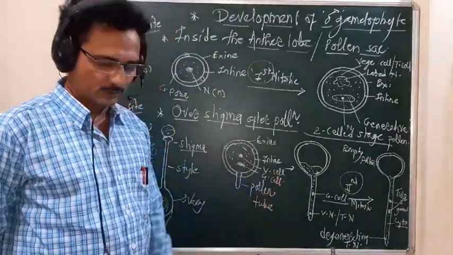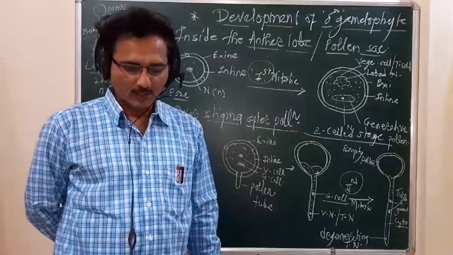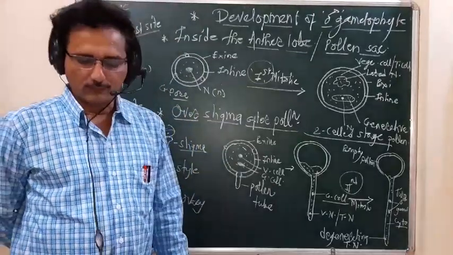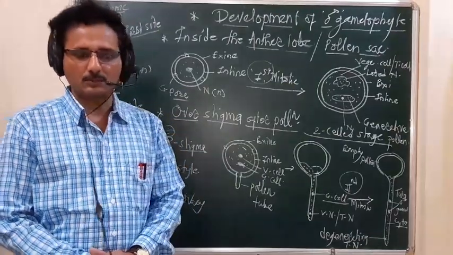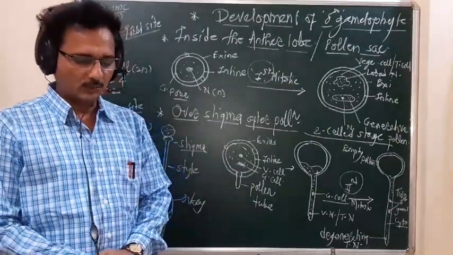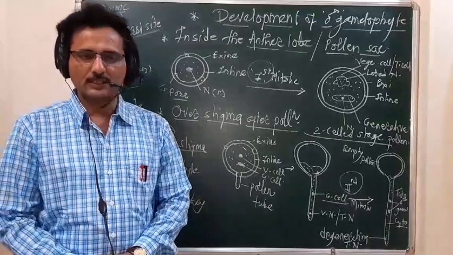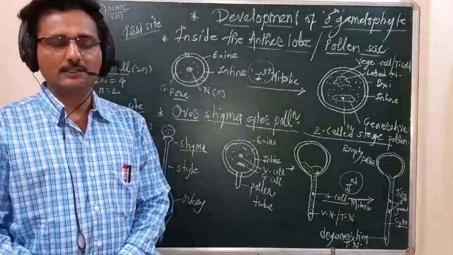So the generative cell. So on this there is a question, which of the following forms the male gametes in angiosperm? First option body cell, second option tube cell, third option vegetative cell, and fourth option it is the generative cell.